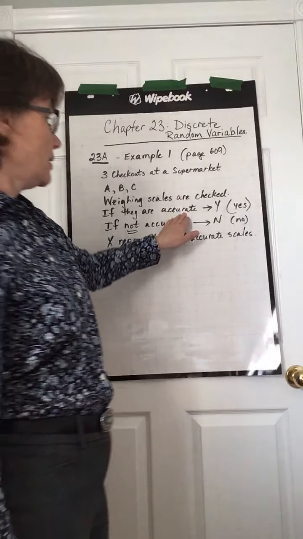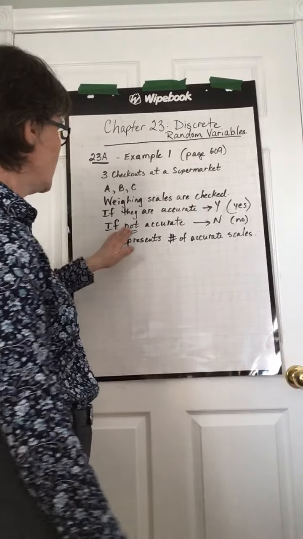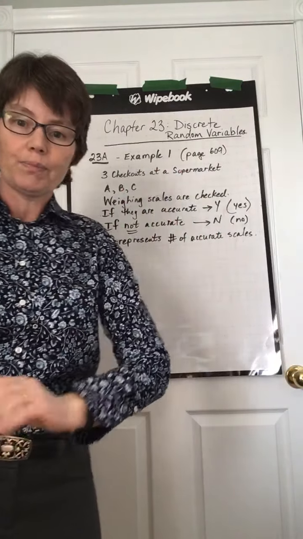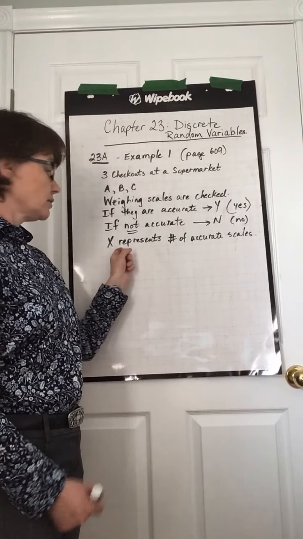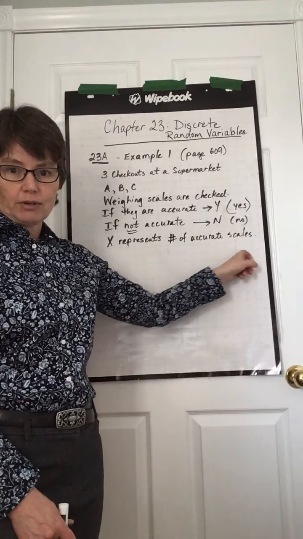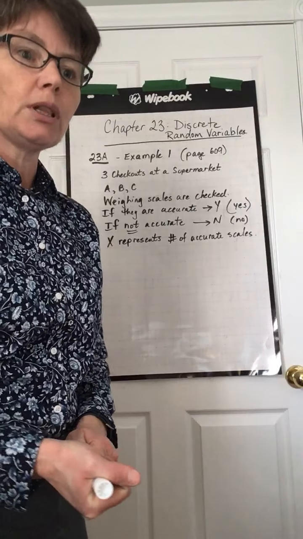So if they are accurate, we'll record a Y, meaning yes, it's accurate, so that's good. If they're not accurate, we will record an N, which means no, they're not accurate, it needs to be fixed. For this question, the random variable X is being represented as the number of accurate scales. Okay, and the question says, list all the possible outcomes.